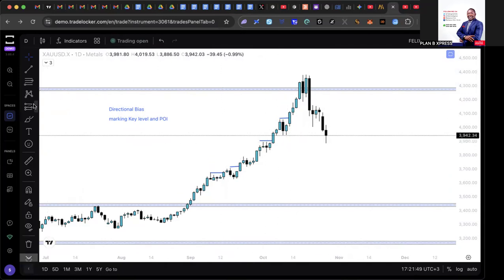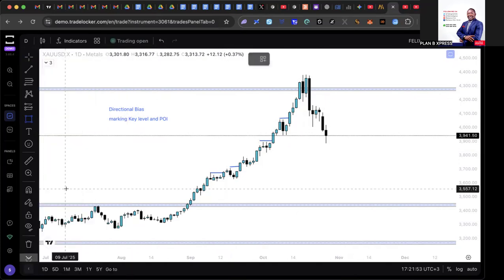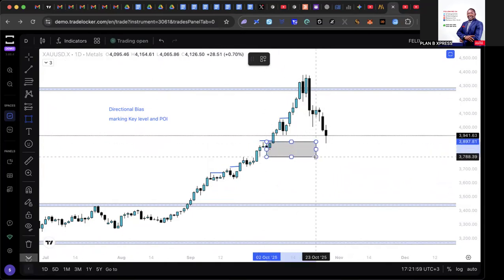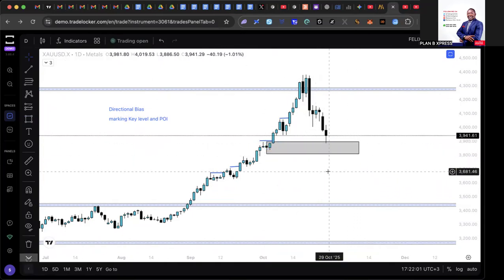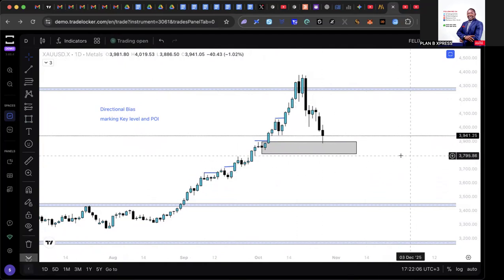Now, when there's a break of structure, there should be an input that pushed that structure to be broken. That point is called an order block. What do we call it? Order block, or you call it origin. So another block caused that break of structure.